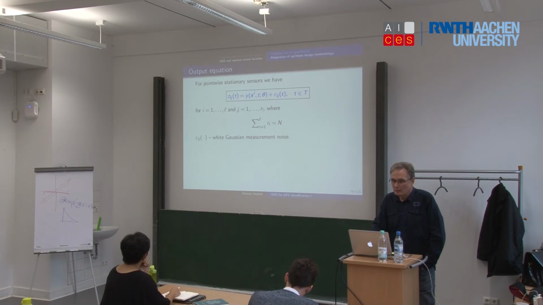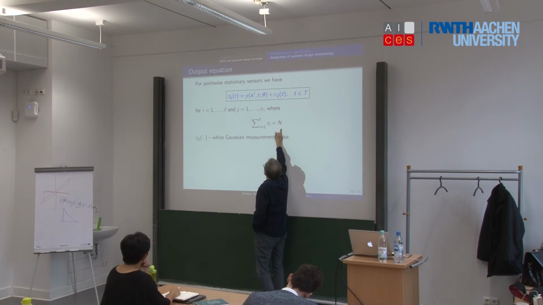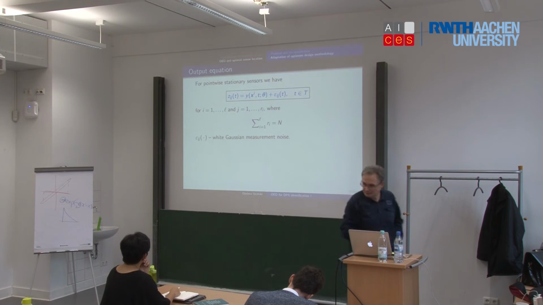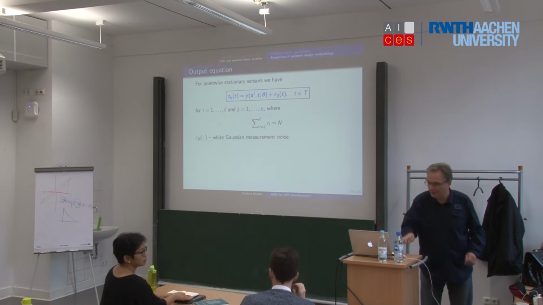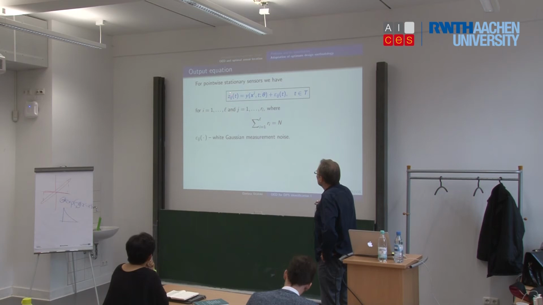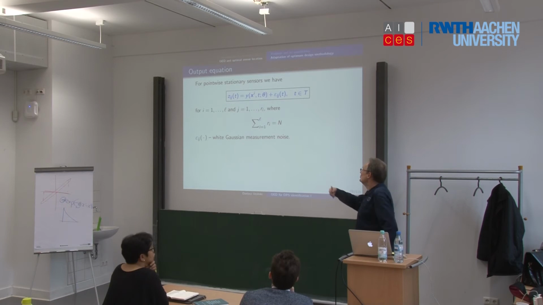The total number of observations is capital N. So this is the equation for observations. Here you can see repetitions. At a given point indexed by i, you have the additional index j, which indexes repeated observations at the same point. j is related to a given sensor at this point. So j changes in the range from 1 to r_i.